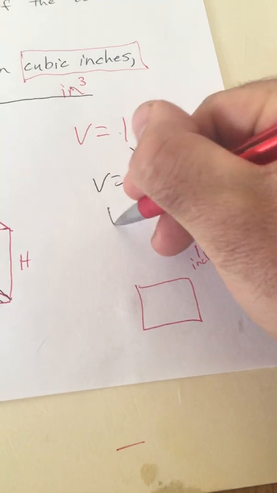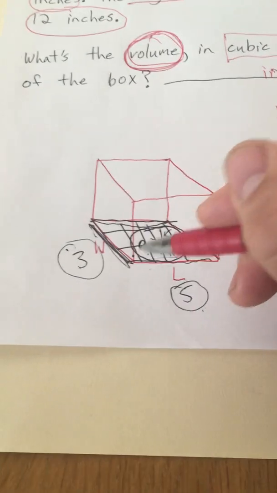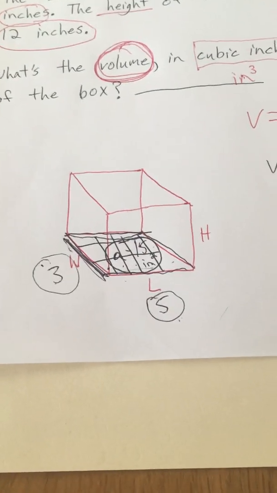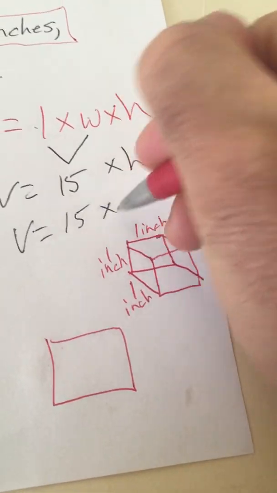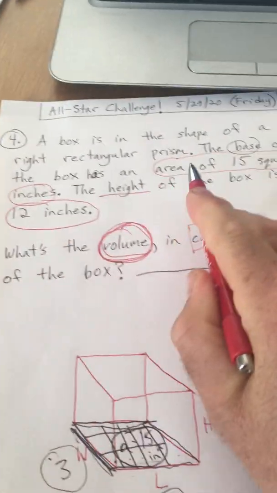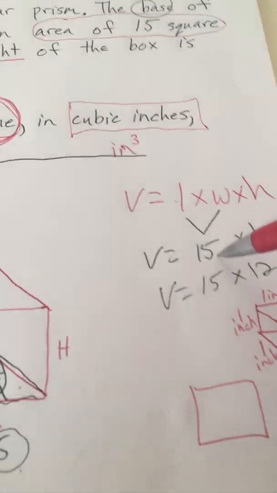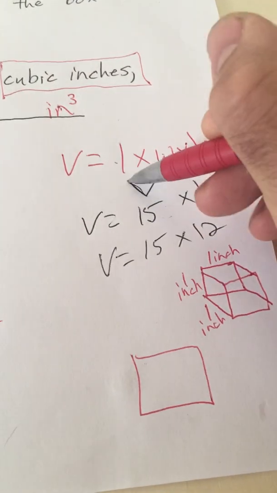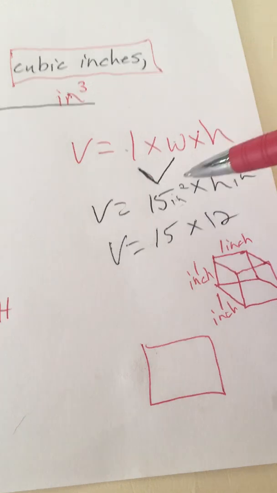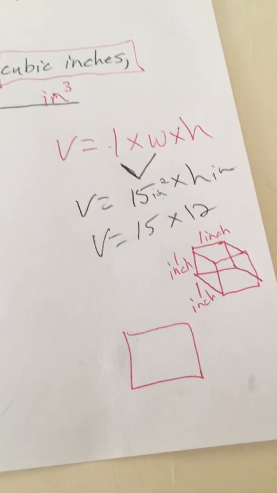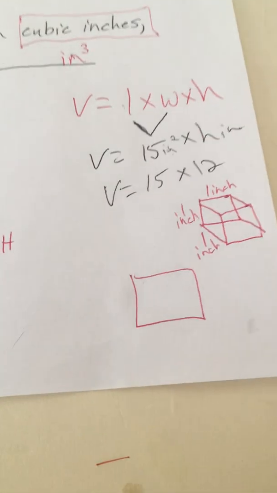So to find the volume, we got to do 15, which they already gave us as the length times the width, right? They already gave us that, times the height, which is 12. So 15 times 12, since this 15 already has 2 dimensions, right? Inches squared times inches, then we're going to have inches times 1 more inch would be inches cubed. So 15 times 12 is going to give us our answer. So let me flip it over. We'll do 15 times 12.